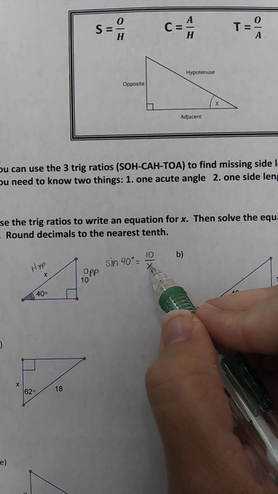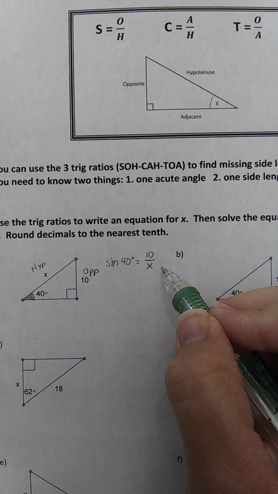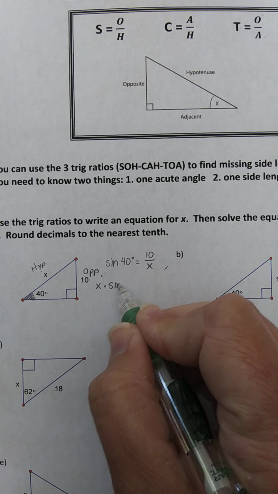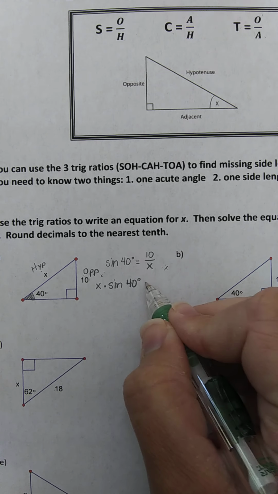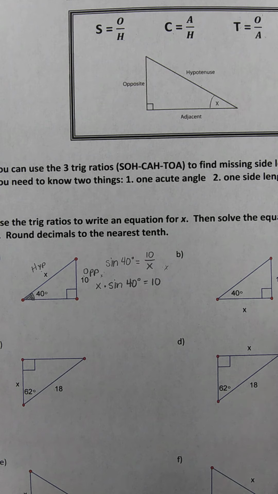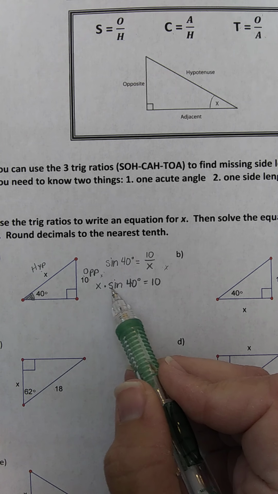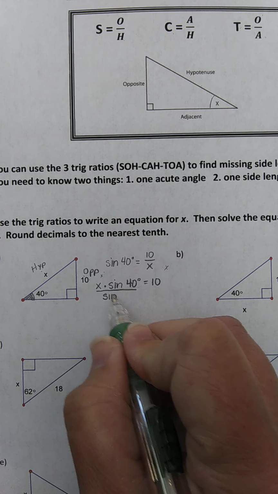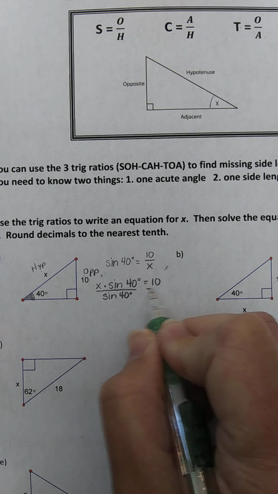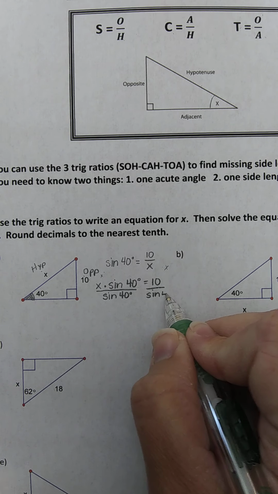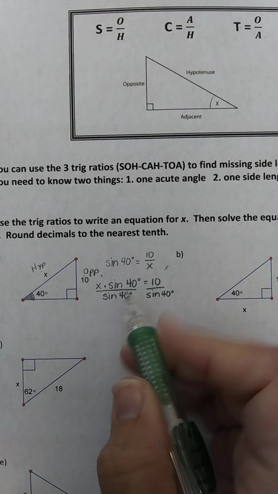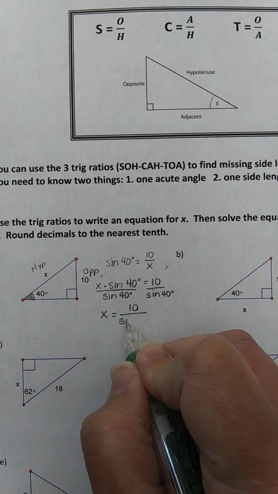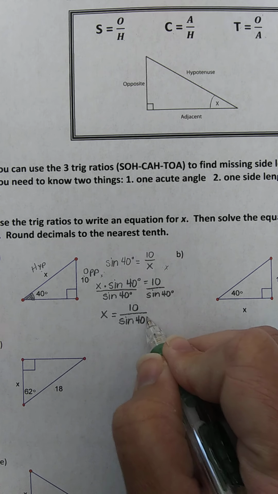Now we need to solve that for x. So if I want to solve that for x, I need to get x out of the denominator. So I'm going to times by x on both sides. So now I have x times the sine of 40 degrees is equal to 10. Now I want to still get x by itself, so I need to get rid of times the sine of 40. So the opposite of timesing is dividing. So we're going to divide by the sine of 40. So these are going to cancel out. Now I have x equals 10 divided by the sine of 40 degrees.